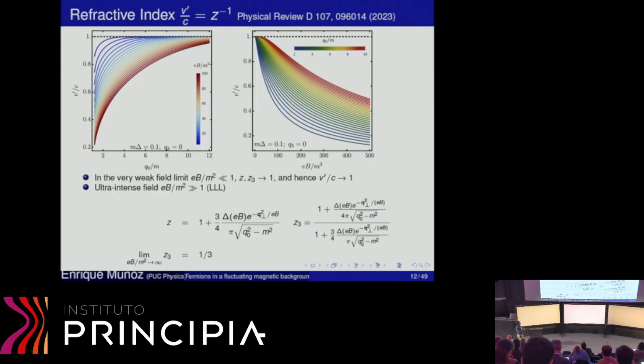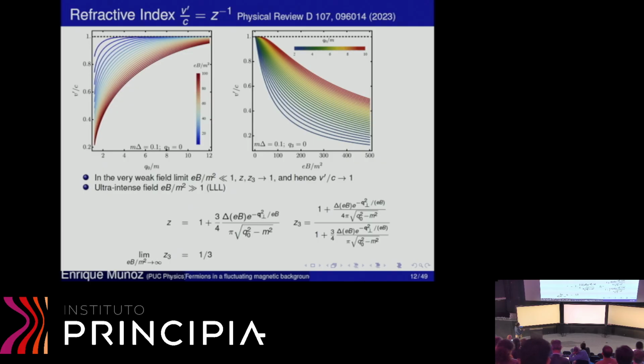If we want to do some analysis of this, of course, we can go to the standard limits, very low magnetic fields, or very strong magnetic fields where the lowest Landau level contribution will be given in closed analytical form in terms of these two expressions. And in particular, you can see that for extremely large magnetic fields, the Z3 factor goes to 1/3, so it saturates in a constant, while Z will, in general, increase linearly with the magnitude of the field.